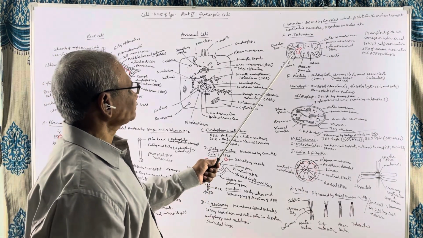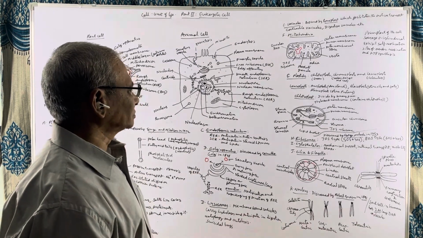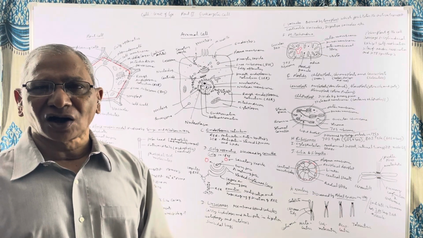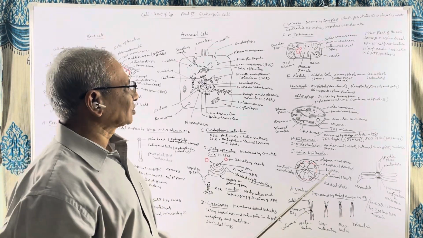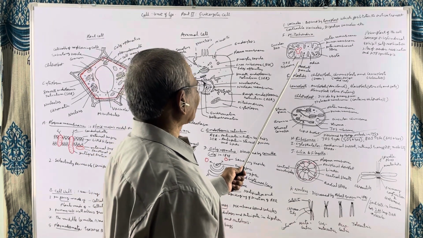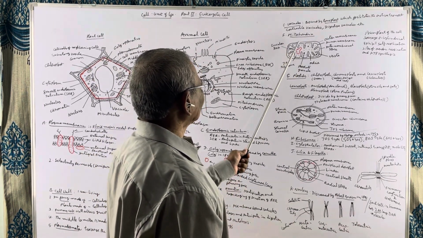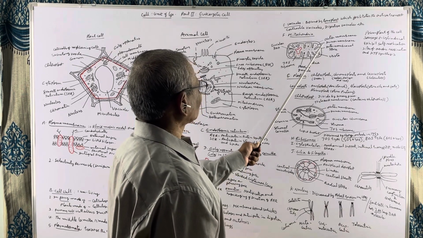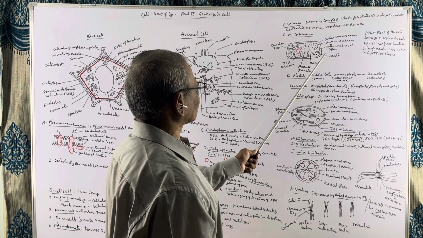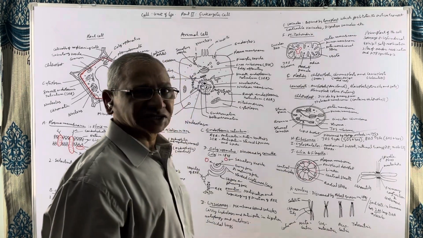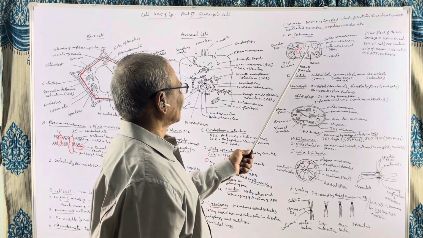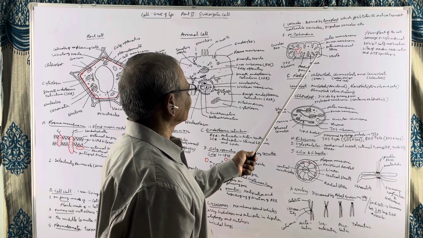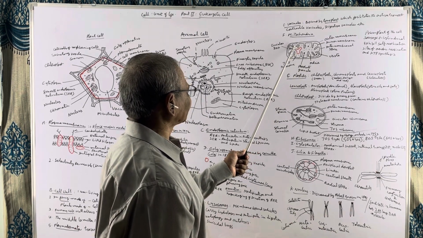Then, mitochondria. Mitochondria are self-replicating cell organelles. The mitochondria are present in cytoplasm. They are surrounded by two membranes. This is the outer membrane, this is the inner membrane. Between the outer membrane and inner membrane, there is a narrow space known as intermembranal space. Then, the inner membrane produces inward growths known as the crista. These are all crista or cristae.